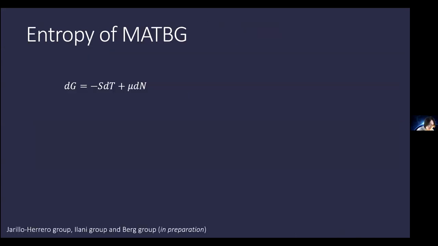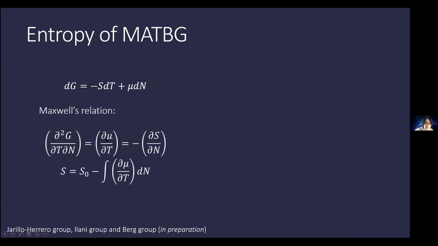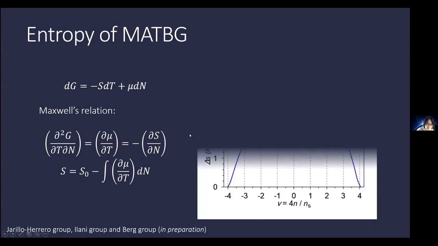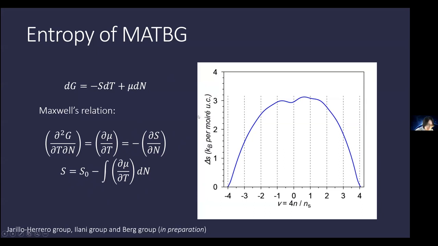With this temperature dependence, one can also try to extract the entropy of the system. From the free energy, which by definition is like this, we can work out the Maxwell relation, which relates the temperature derivative of the chemical potential to the density derivative of the entropy. And by integrating this, we can get the change of entropy inside the system. I'm just showing very preliminary data here, and we have more data on this, but I'm not going to show it today. We're currently working with the Shahal group and the Ilani group at Weizmann to get the complete understanding of this phenomenon and the implication of this.